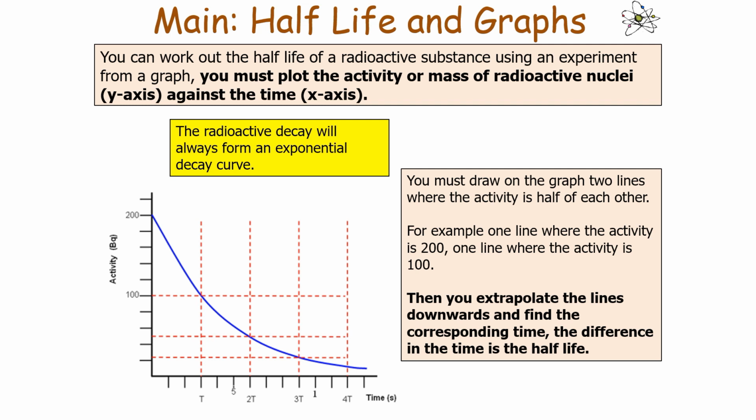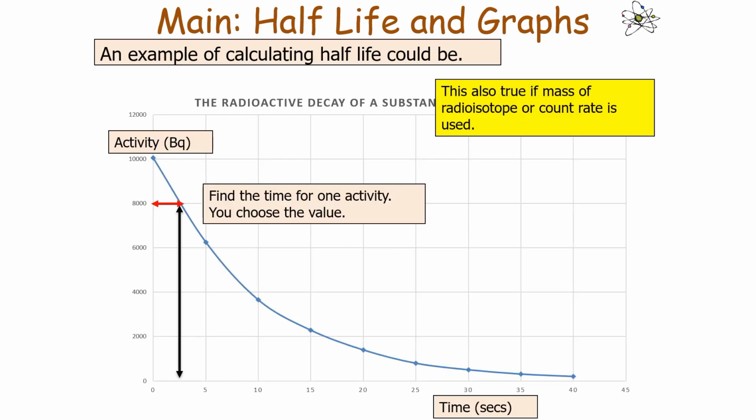So for example, one line where the activity is 200 and the next line where the activity is 100. You then extrapolate these lines downwards and find the corresponding time, and the difference in the time is the half-life. So that's a very important idea.